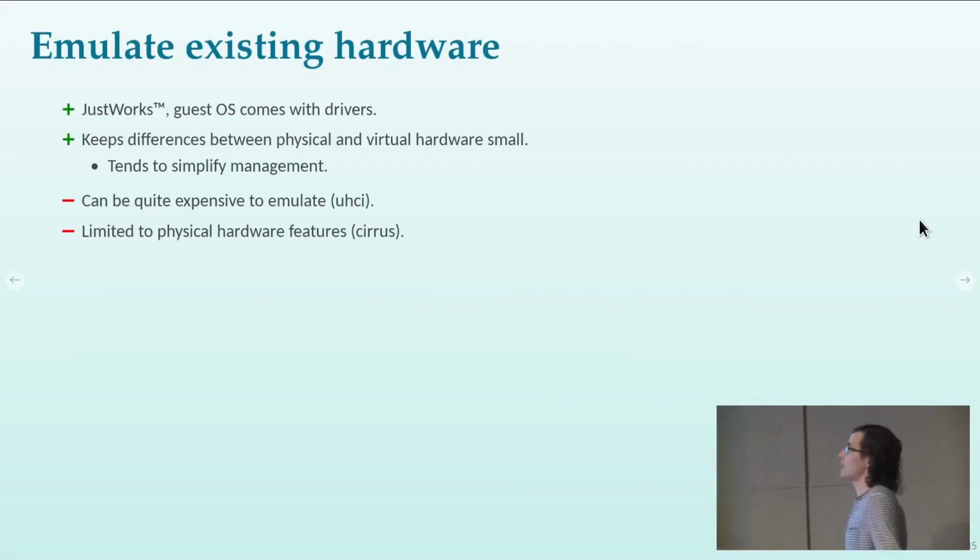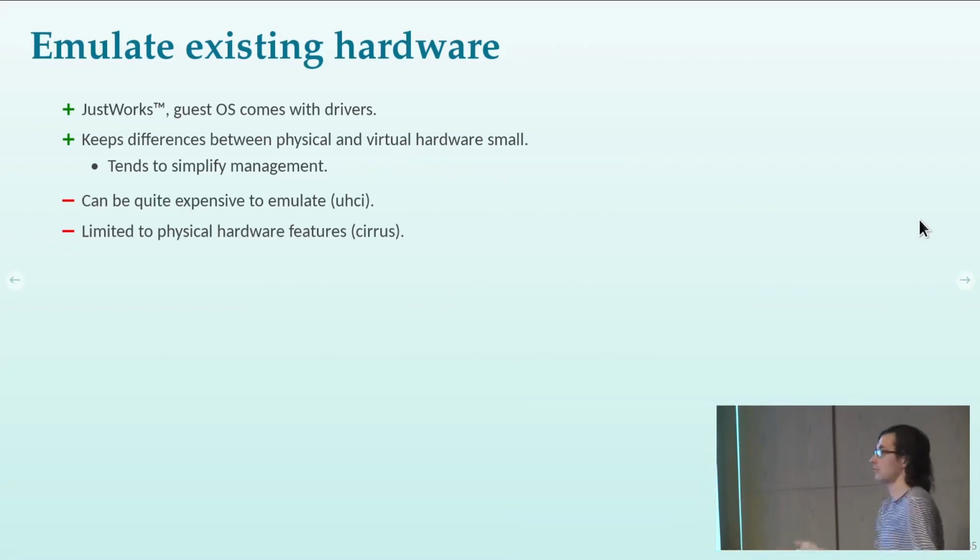If you emulate something which exists, it's easy on the guest side because the guest will find some hardware, even though it isn't real, which it knows how to handle. So you don't have to deal with drivers. The guest operating system will be able to just use your hardware. And it also usually simplifies the management of virtual machines and physical machines if you keep the differences between physical machines and virtual machines small.